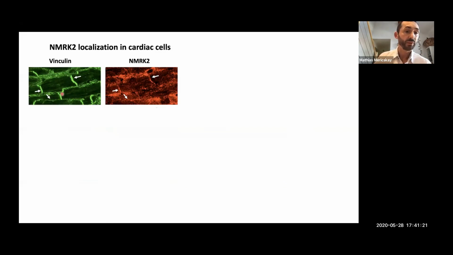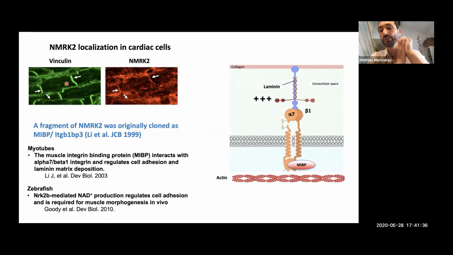Partially overlapping here with vinculin, which is a cytoskeletal linker between integrins and the actin cytoskeleton inside the cells. That reminds us that, in fact, this gene, NMRK2, had originally been cloned under another name, muscle integrin binding protein, MIBP, or integrin binding protein 3. And I must say it's actually a partial fragment of NMRK2, like a splice variant, which was cloned then.